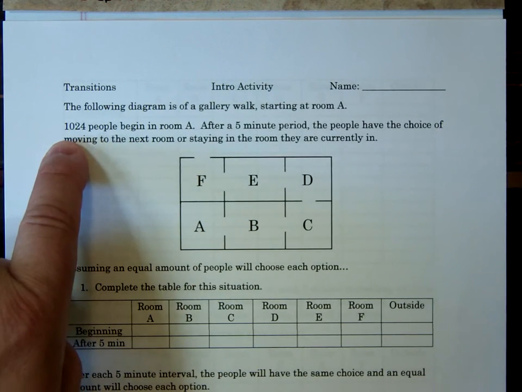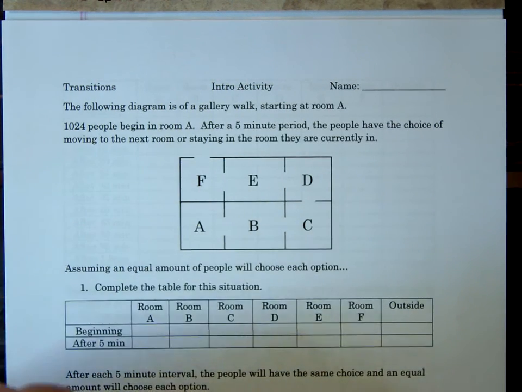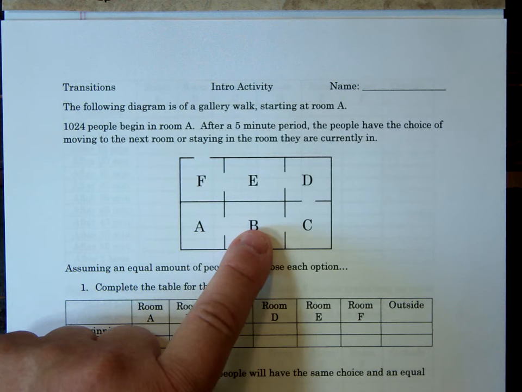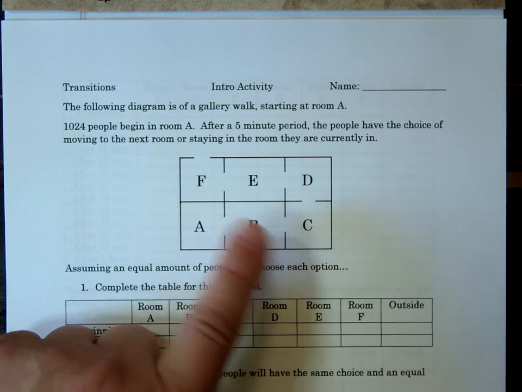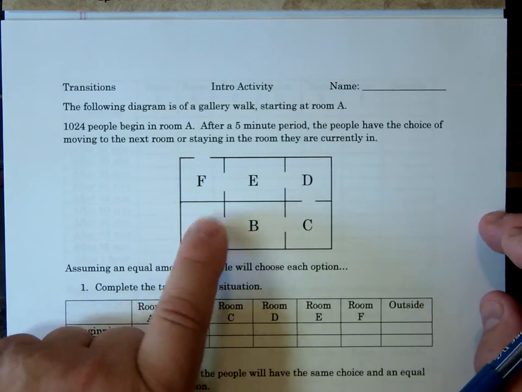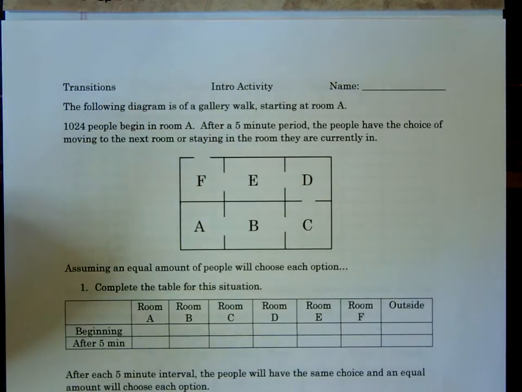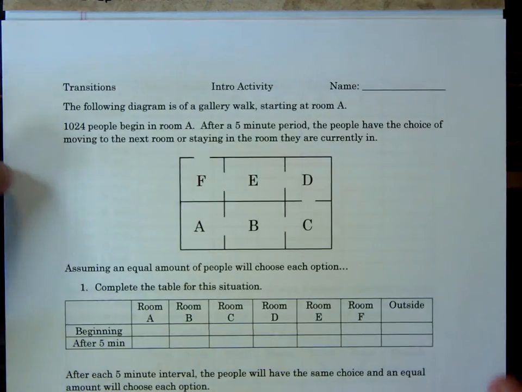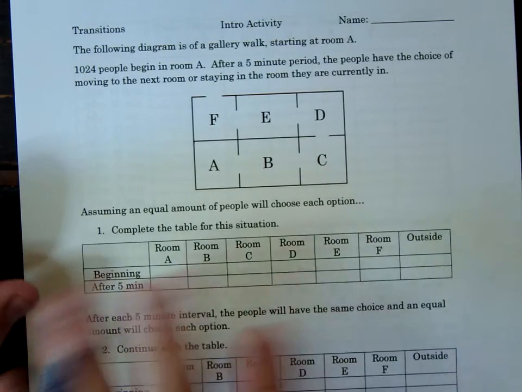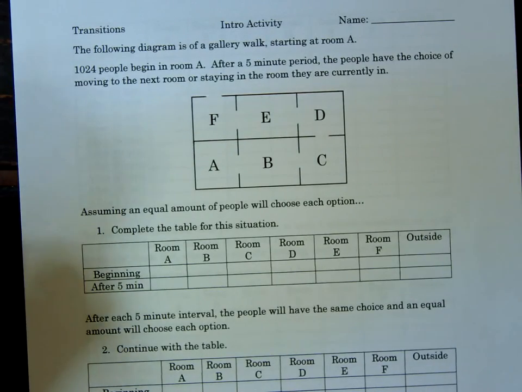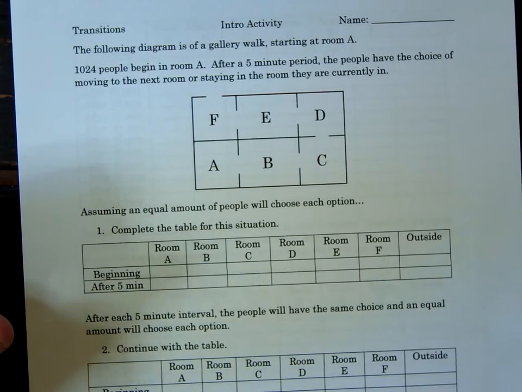There are 1,024 of them, and after a 5-minute period, they have a choice of either moving to the next room or staying in the room they're currently in. They can't go backwards. Assume that an equal amount will choose to move on as staying. The idea is to get an introduction to these transitions and how it's going to work out. We're trying to figure out how many people will be in each room after 1 hour.